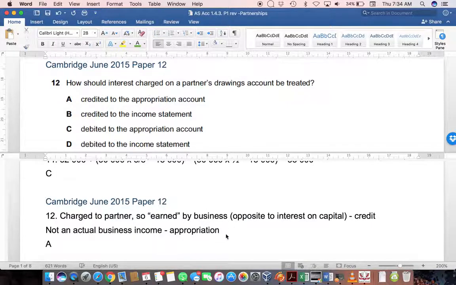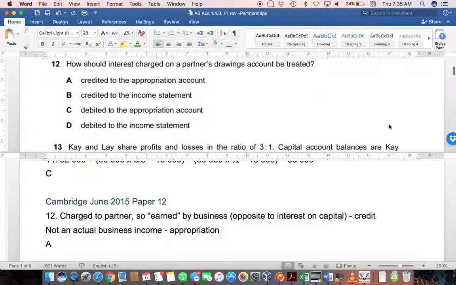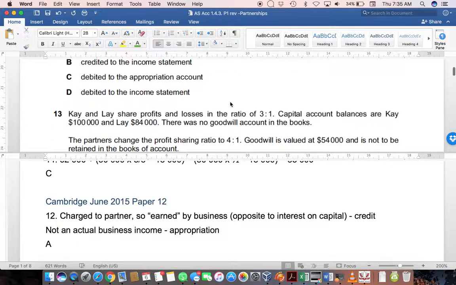So interestingly, what will actually happen in appropriation is it will go on the credit side of appropriation together with the profit. So whichever partners have drawn drawings, they are trying to be discouraged from taking cash out of the business, and therefore they have to sort of pay in before they can actually earn their profits that are due to them. You'll therefore choose A as your option, credited to the appropriation account.